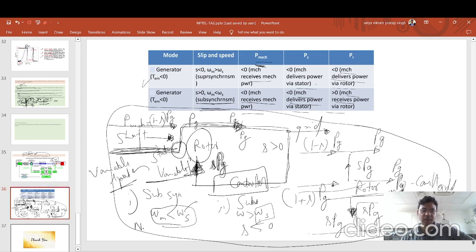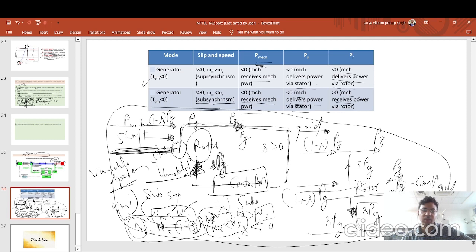No, actually, what is NR? NR is NS times 1 minus S. Yes. Omega S, what I am saying is that NS is omega S. Omega S is the synchronous speed. NR is the omega that is being generated by the machine. So if you see, S is greater than 0 during the subsynchronous case, it means that NR is less than NS.